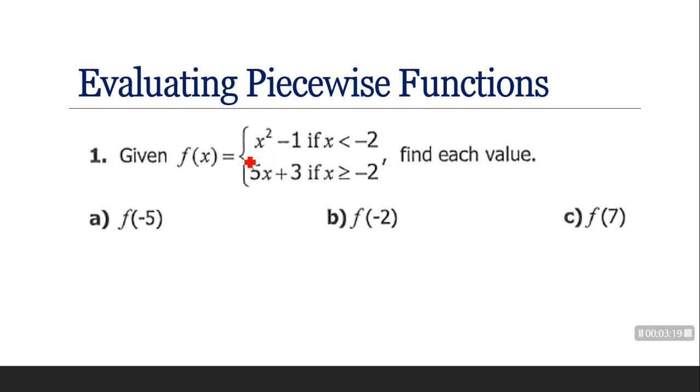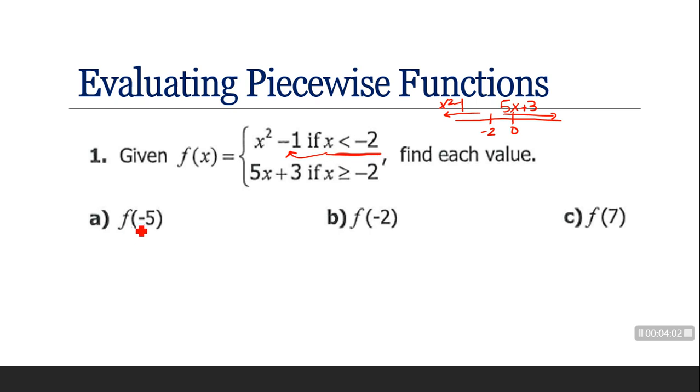So for our first one, f of x equals these two pieces: x squared minus 1 when the x's are less than negative 2, and then 5x plus 3 when the x's are greater than or equal to negative 2. You can think on a number line, negative 2 is my boundary. The 5x plus 3 function is drawn to the right, and the x squared minus 1 function is drawn to the left. So for any values less than negative 2, I'm going to use x squared minus 1 to evaluate.